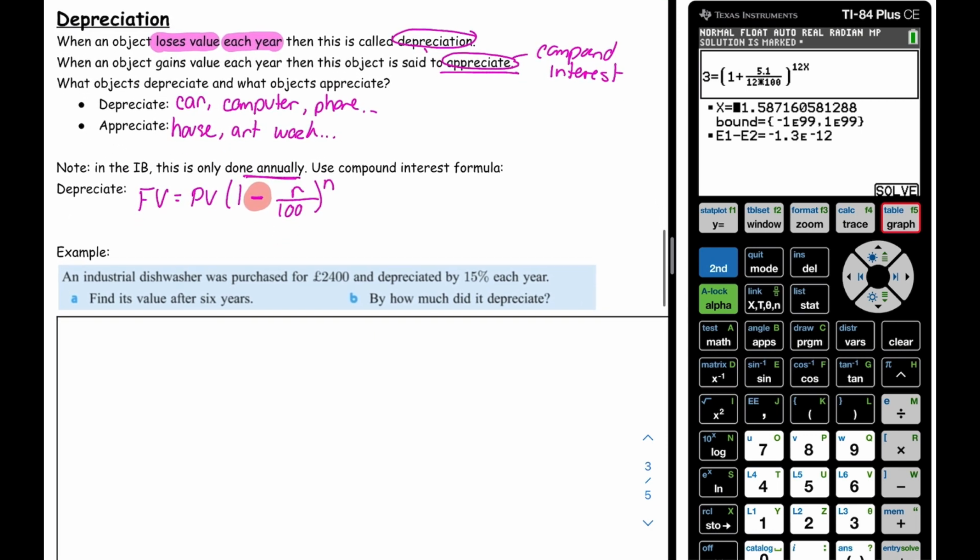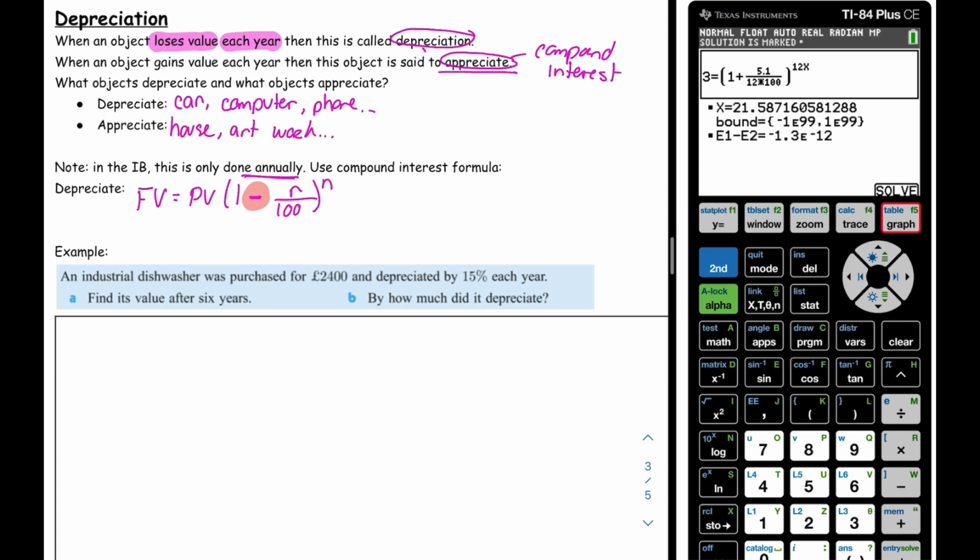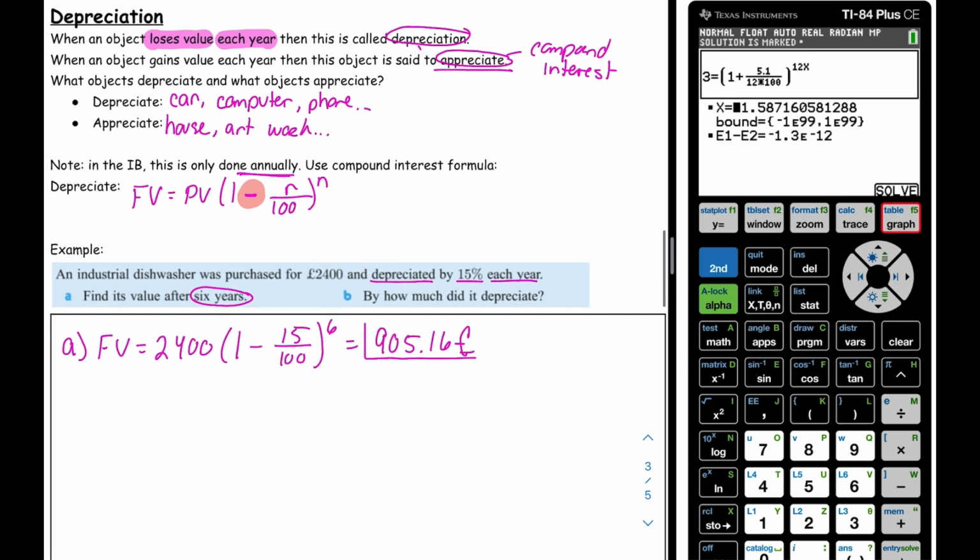So example 1. An industrial dishwasher was purchased at £2,400 and depreciates at a value of 15% each year. Find its value after 6 years. So after 6 years, we're going to find the value of this dishwasher. We start with 2,400. 1 minus, we're depreciating by 15%, and we're looking for what is the value after 6 years. So after 6 years, we are going to have 905.16 pounds is going to be the value of this dishwasher.